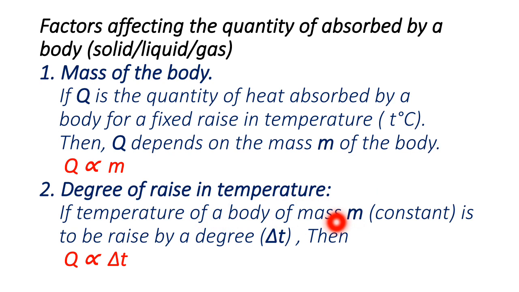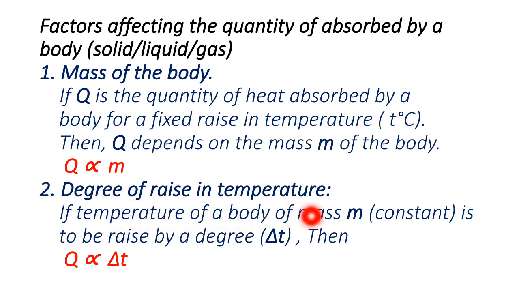That means the change is double. From 15 degrees Celsius, initially the change is 15 degrees Celsius, now we want to change the temperature by 30 degrees Celsius. So the degree of raise in temperature is double. So we will say that here we have to give double the amount of heat. Correct. That means double the amount of heat is absorbed by that body for that raise of temperature. So whatever the degree of raise in temperature, the quantity of heat absorbed by the body is completely depending on that raise of temperature.